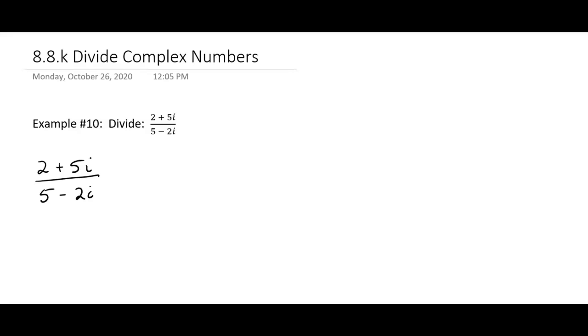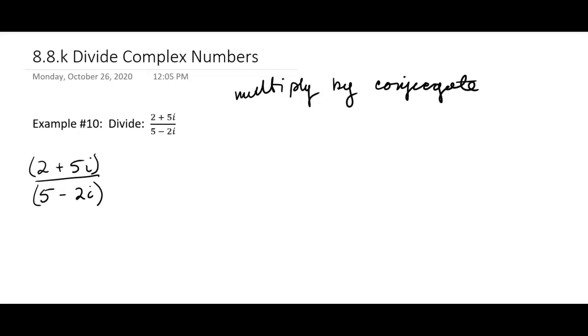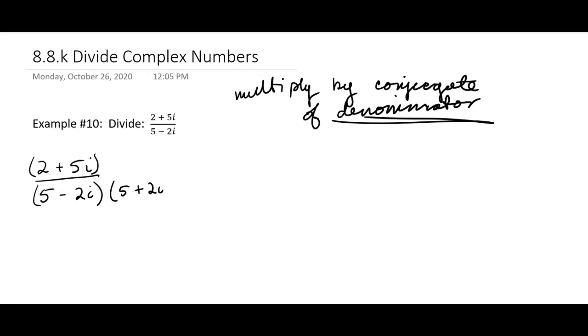Okay, so the first thing I'm going to do is put parentheses around the numerator and the denominator. Now, a common mistake students make is they take the conjugate of the numerator, but it's got to be of the denominator. So, here's the big idea: multiply by the conjugate of the denominator. Okay, so look at the denominator, and what is the conjugate? You've got 5 minus 2i, so the conjugate is going to be 5 plus 2i.